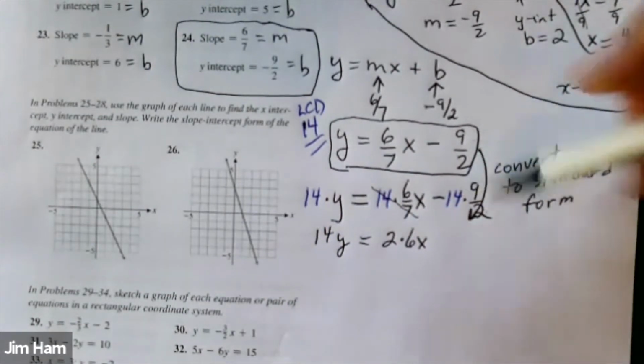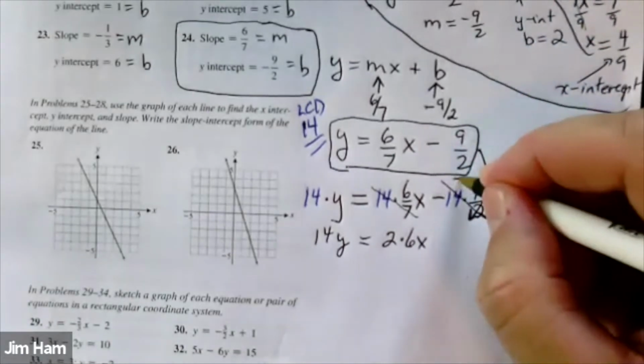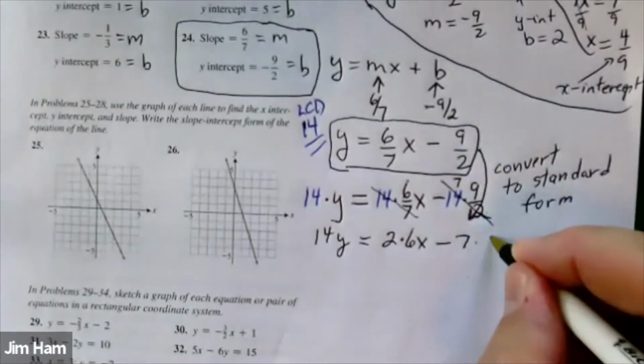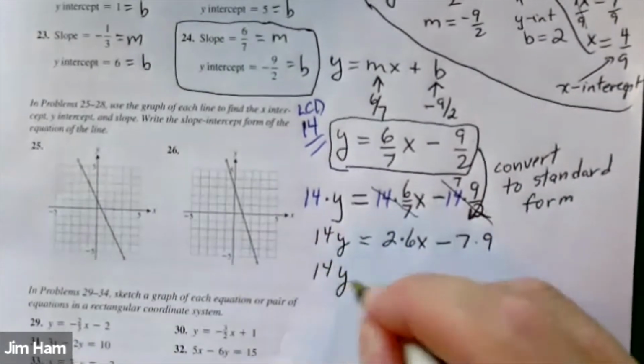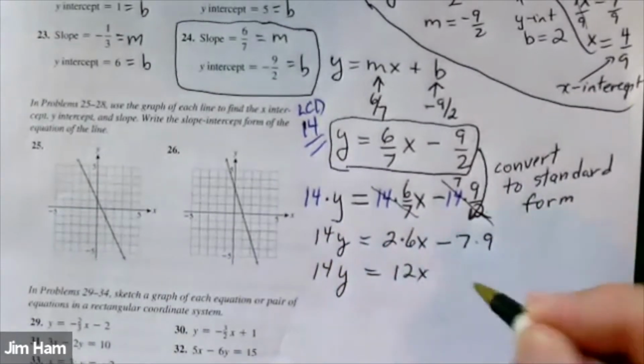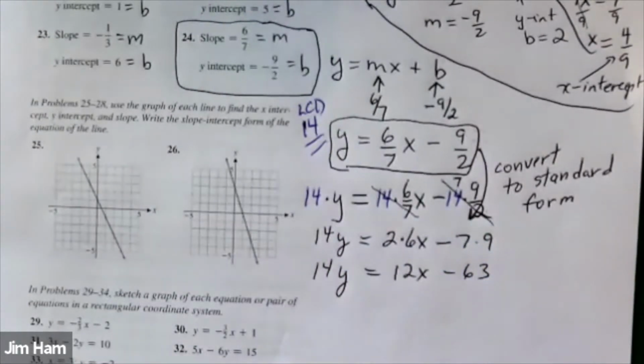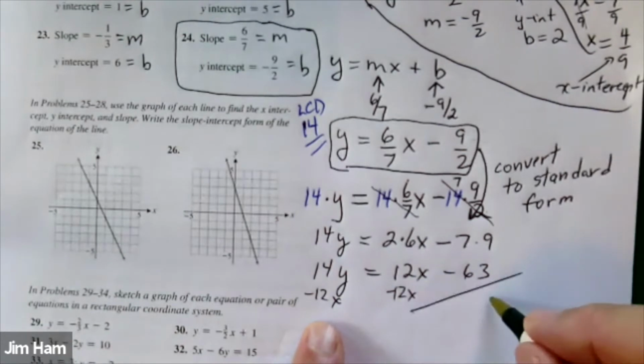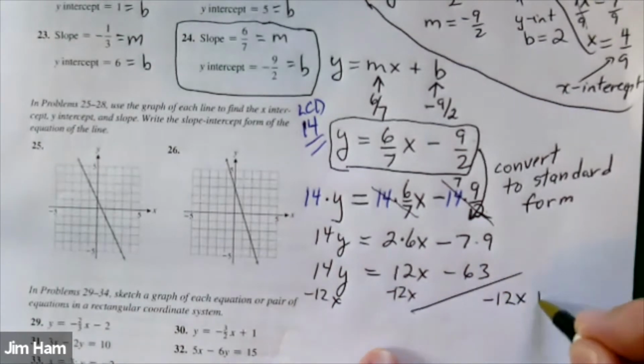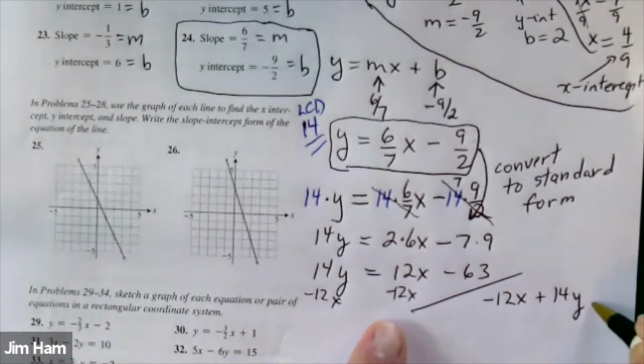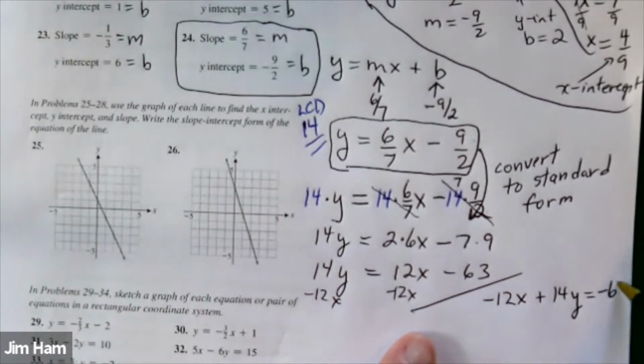And then 14 cancels with the 2, leaving a 7. So minus 7 times 9. Doing a little simplification, you get this. It's not quite there yet. We have to have on the left-hand side something x plus something y equals something. So I'm going to bring the 12x from the right-hand side over to the left-hand side. And then the new equation would be negative 12x plus 14y equals negative 63.